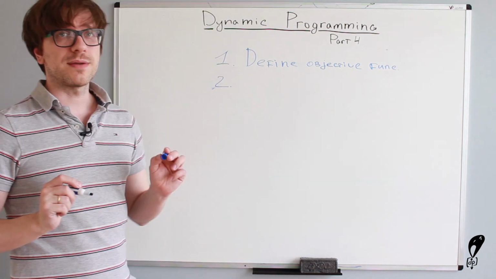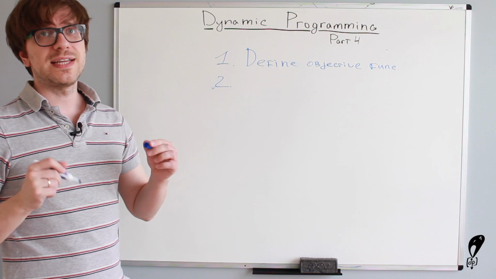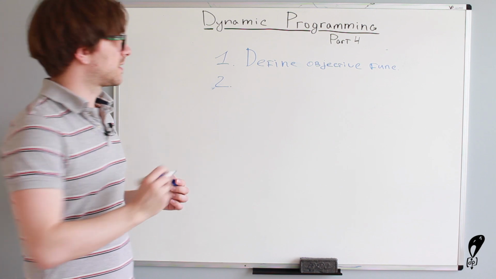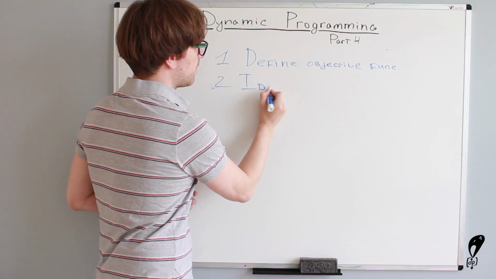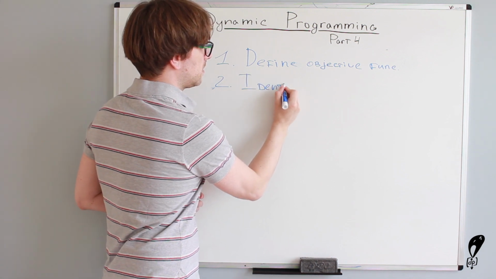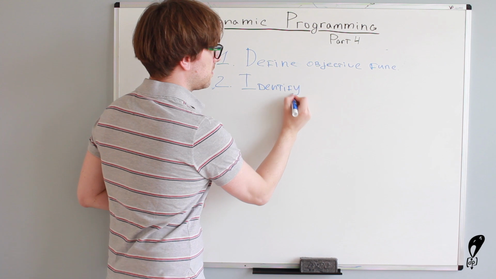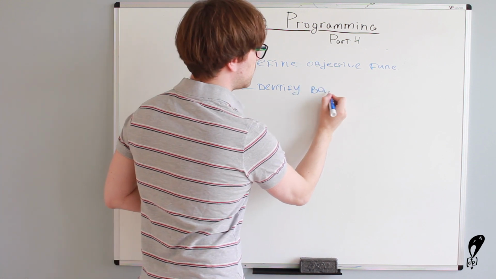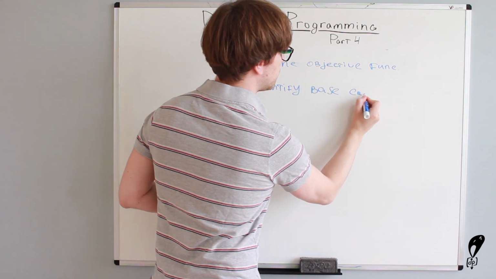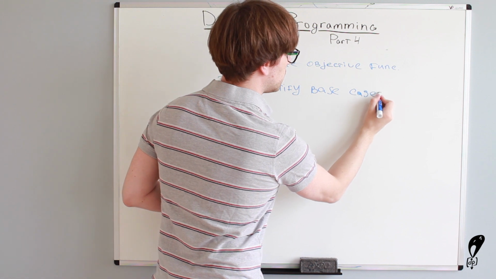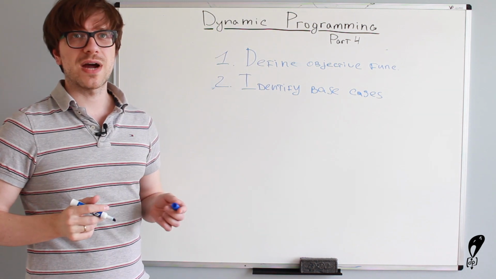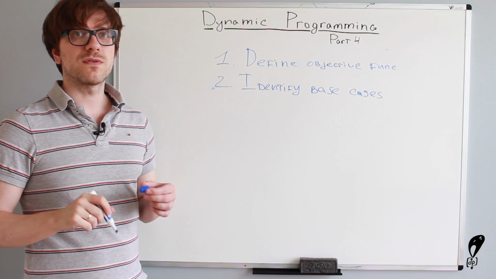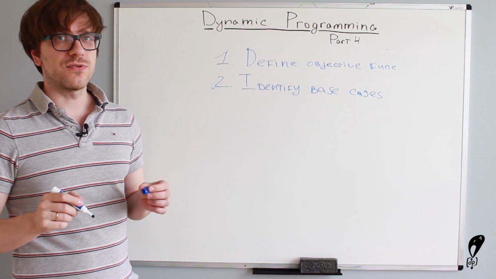Now, the second step is identifying the base cases. So let's write it down as well. Identify base cases. So these are the boundaries of your problem, the starting points of the dynamic programming algorithm.